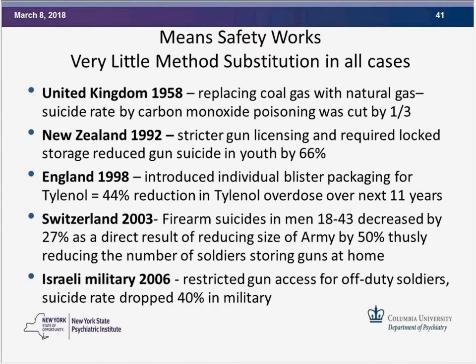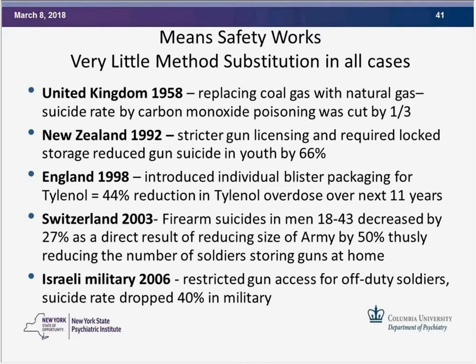In England, again, in 1998, they were having a problem with Tylenol overdosing. And so they introduced a law where they have to sell Tylenol and other medicines in blister packs, where you have to punch the pills out one at a time. And when they did that, they saw a 44% reduction in Tylenol overdose over the next decade. Now, in our country, we buy Tylenol in bottles of 500 at Costco, right? That's what I have at home. We don't have these efforts at prevention that some of these other countries have engaged in.